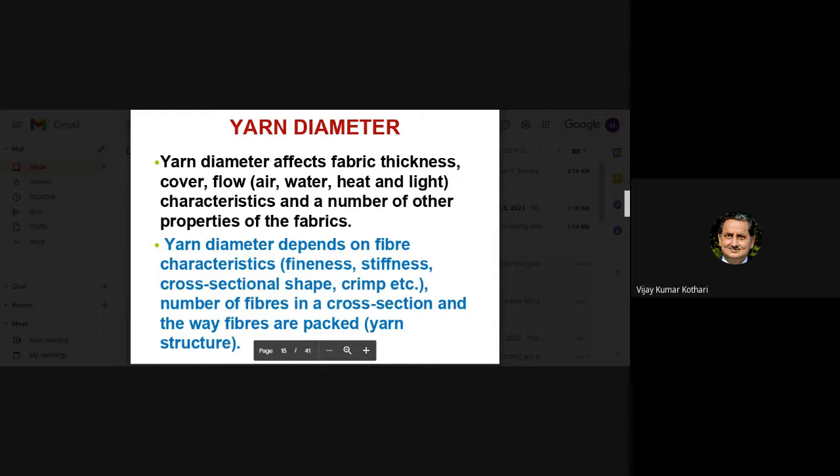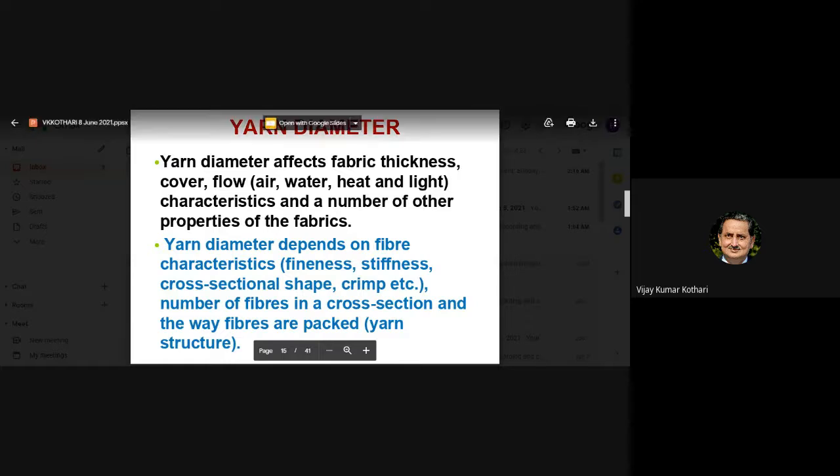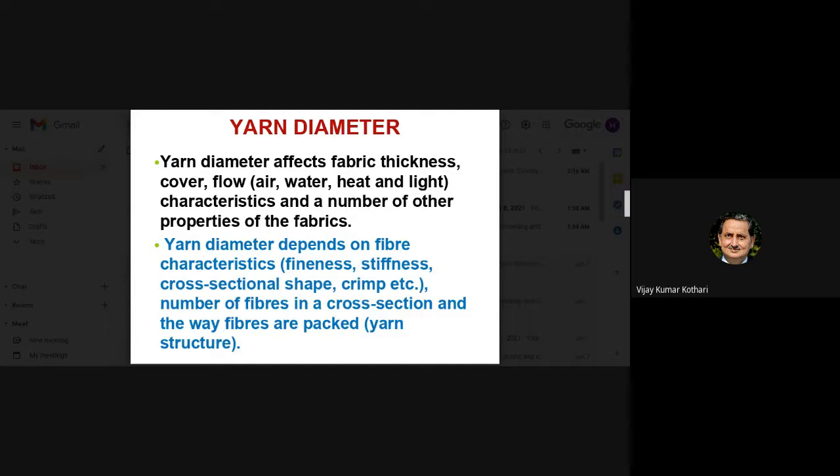The yarn diameter affects the fabric thickness, cover of the fabric, the flow characteristics of the fabric, and also a number of other properties which are extremely important. The yarn diameter depends on the fiber characteristics, the fineness, the stiffness, the cross-sectional shape, and the crimp in the fiber, as well as the number of fibers in the cross-section, and the way the fibers have been packed to make the yarn structure. So the way the diameter is arrived at could really affect many properties, and this diameter is also arrived at based on a number of fiber properties.